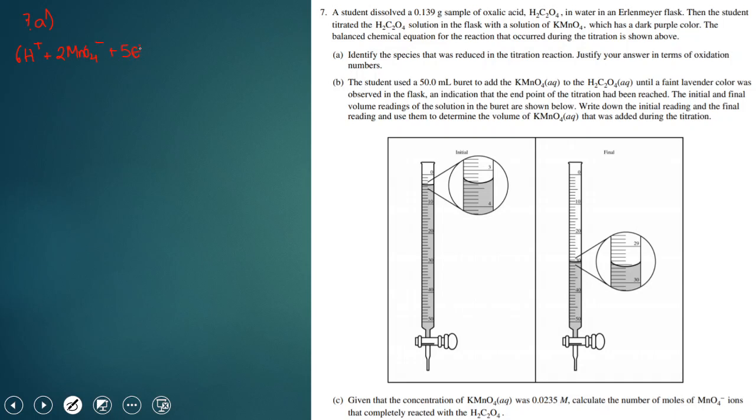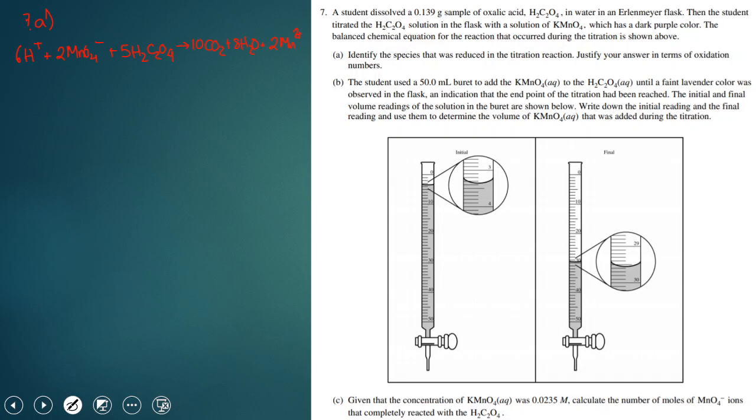Plus 5 H2C2O4, forming 10 CO2 plus 8 H2O plus 2 Mn2+, just fit it in.